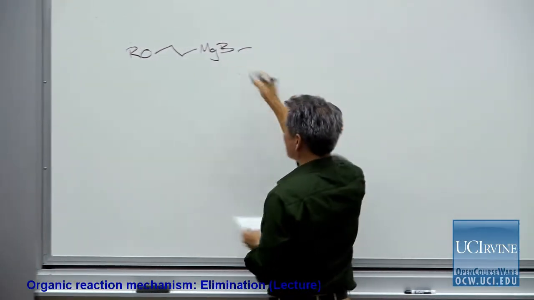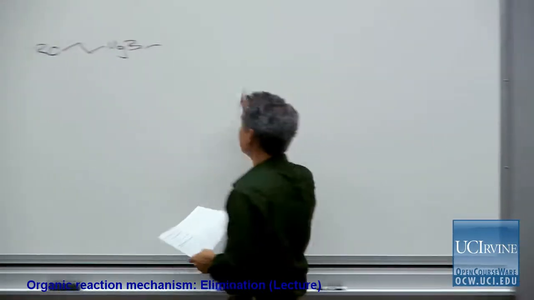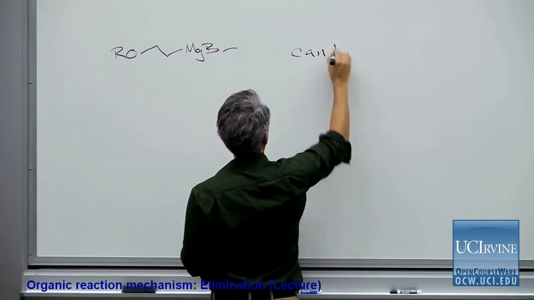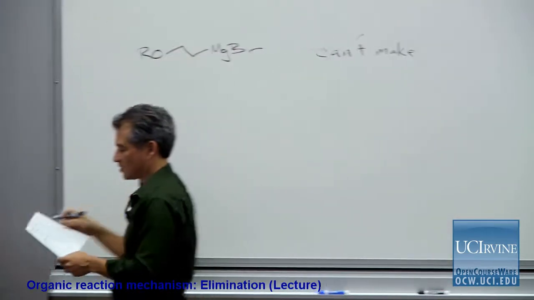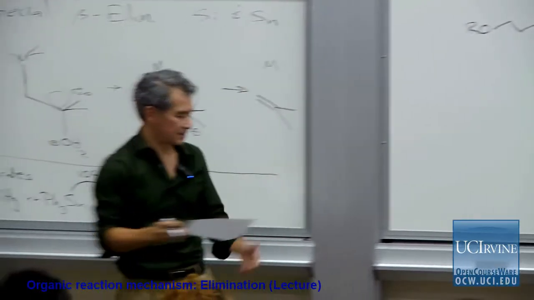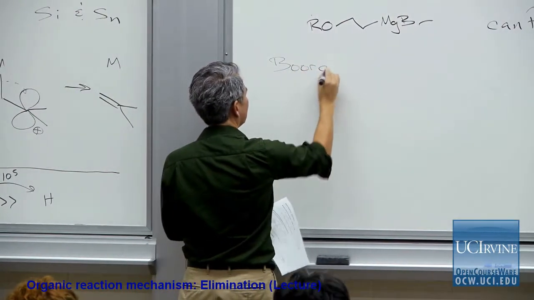You may have occasion to want to make Grignard reagents that look like this. You can't make these. And maybe it's obvious after talking about that TEOC why you can't make those. And the reason you can't make those is something called the Boord reaction.